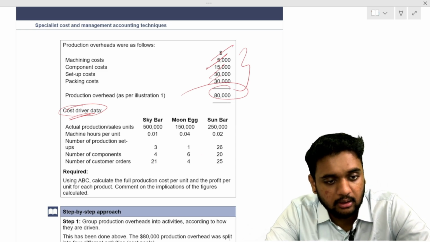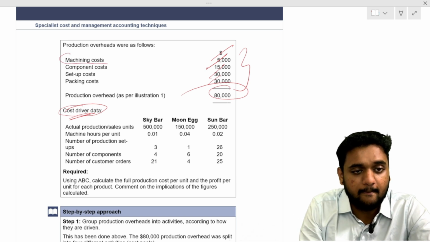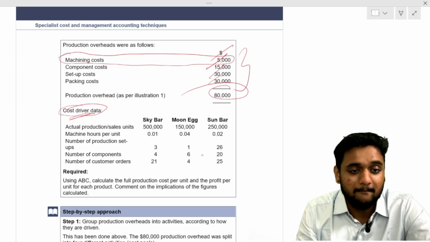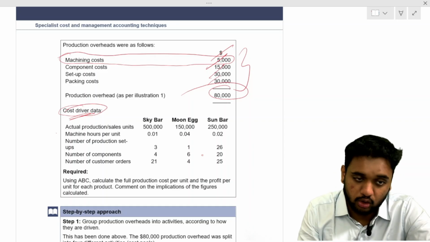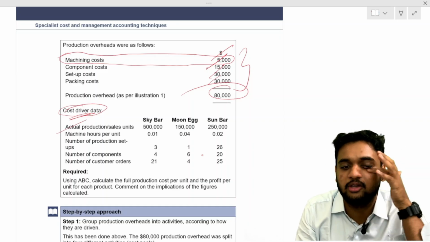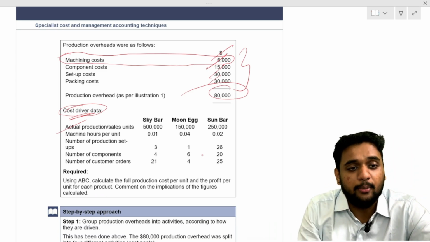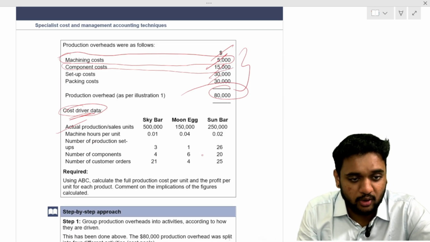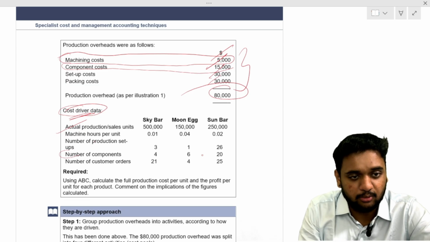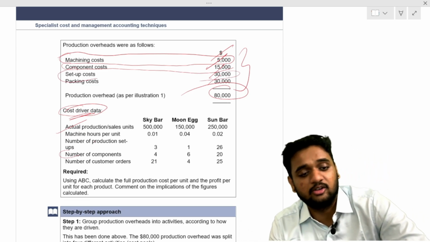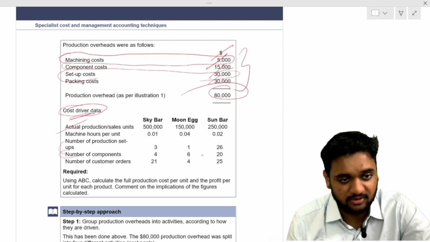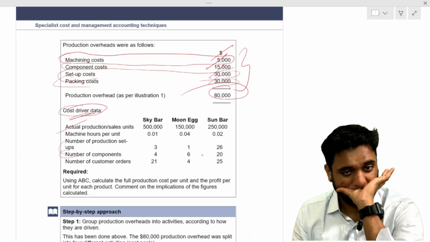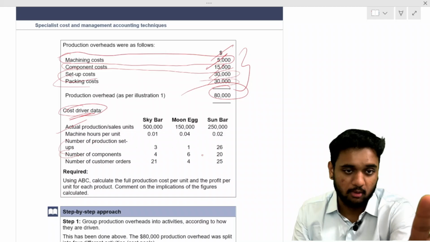Now you think and tell. Machine cost is there now. What is the respective cost driver for the machine cost? Machine hours. The machine hours given to us? Yes, sir. Good. We can split the cost based on number of machine hours. I'll tell you how to do it later. Is component cost given to us? Yes, sir. What is the respective cost driver? See below, number of components. Super. Is setup cost given to us? Yes, sir. What may be the respective cost driver of setup cost? Number of production setups. Packing cost given to us? Yes, sir. What may be the respective cost driver? Customer orders. Understood. Cost pools are given to us above, and respective cost drivers are given.